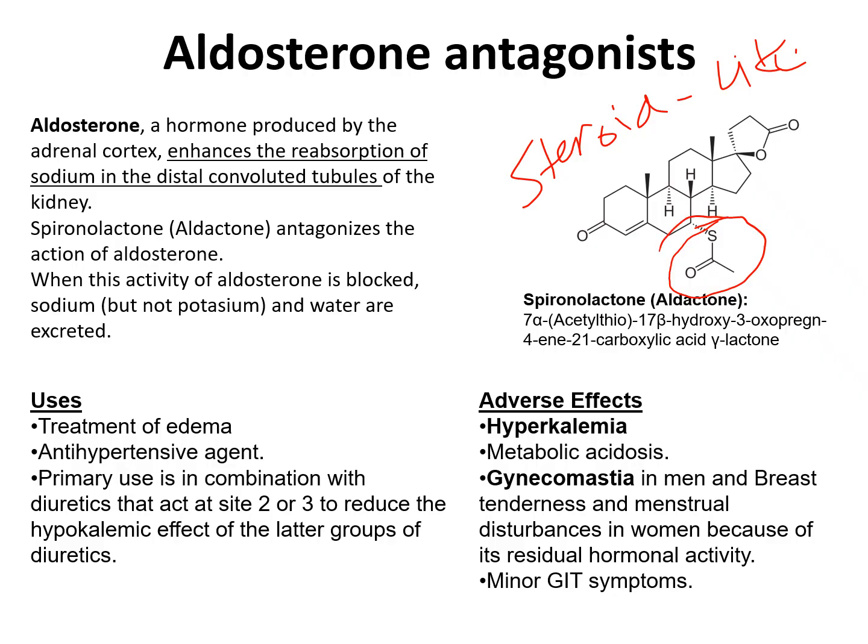Okay, so this compound, spironolactone, or what's known commercially as Aldactone, antagonizes the action of aldosterone. And so basically it inhibits the binding of aldosterone to its receptors, and so inhibits production of more of those sodium potassium ATPase. And so when we block the aldosterone, we block the sodium reabsorption, but not the potassium. And so you cause an excretion of the sodium, and you preserve the potassium. And this is why we call it a potassium sparing diuretic.